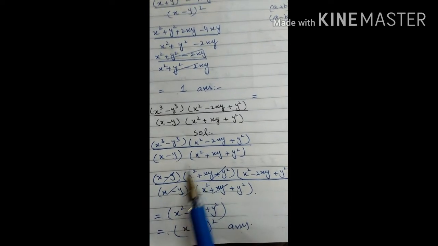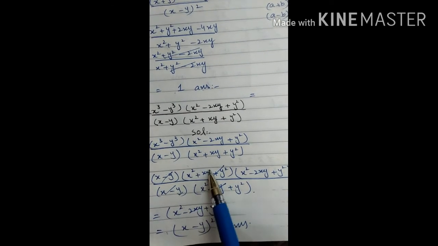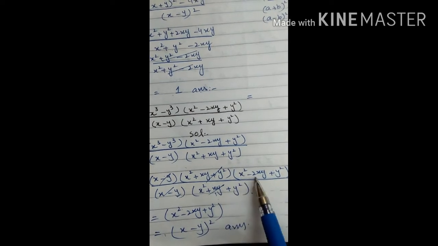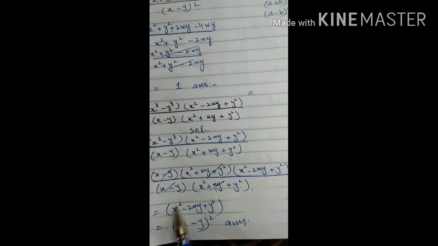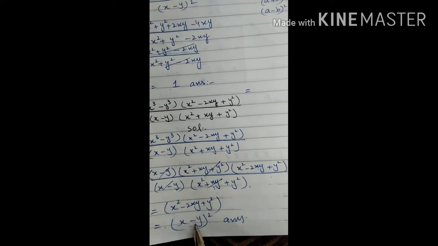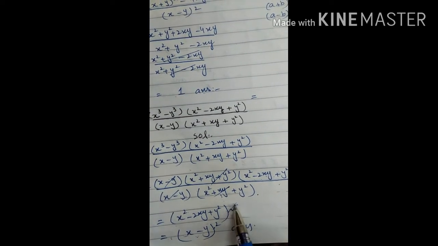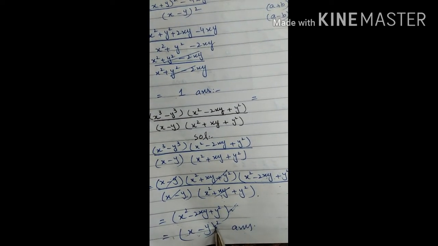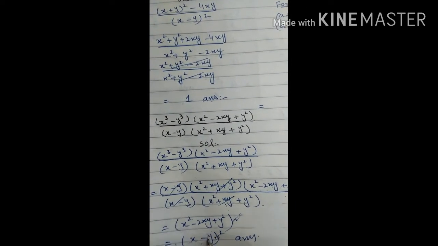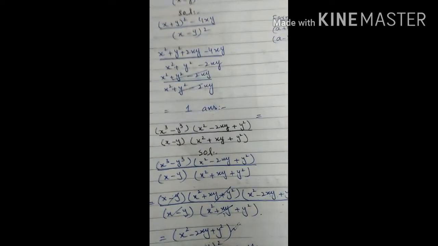Now cancel whatever the values can be cancelled. X minus y cancel with x minus y. These two values can be cancelled with each other. We are having x square minus 2xy plus y square. This is the formula of (x minus y) whole square. The answer can be given in this form and in this form as well. Both the answers are correct. So this is the lowest form of this whole rational expression.